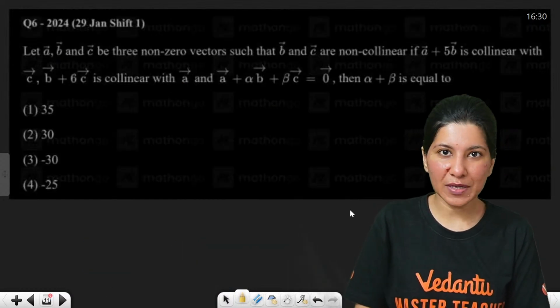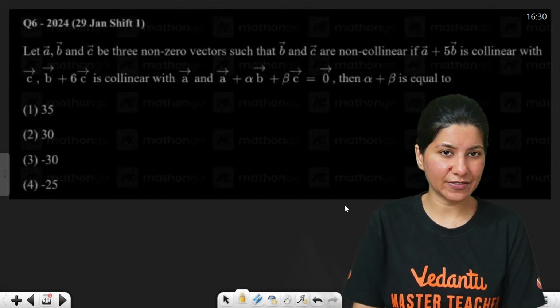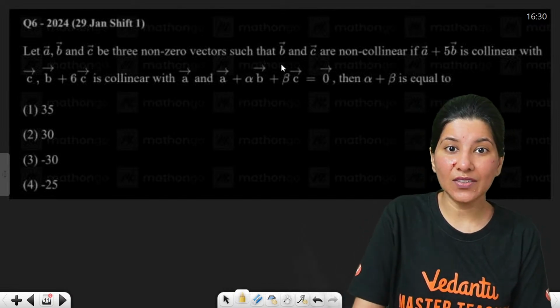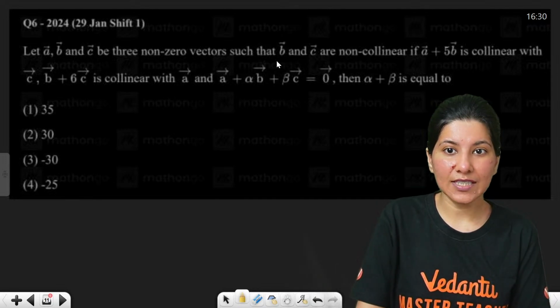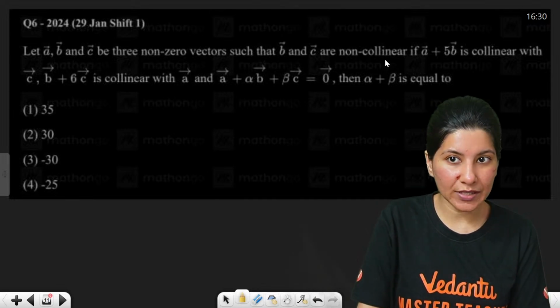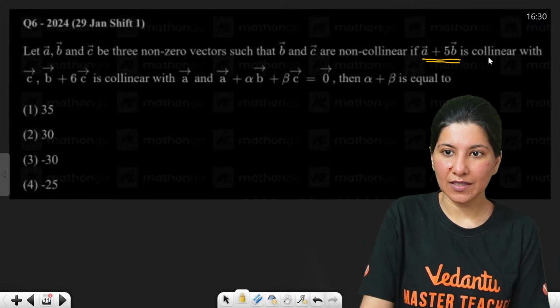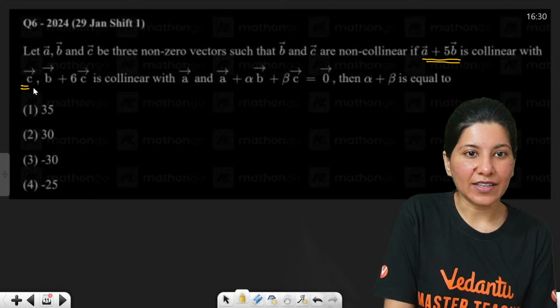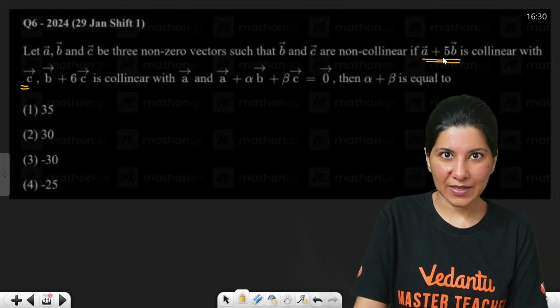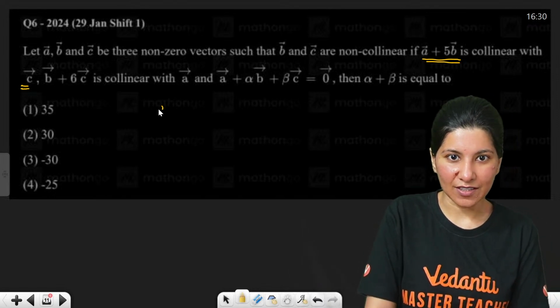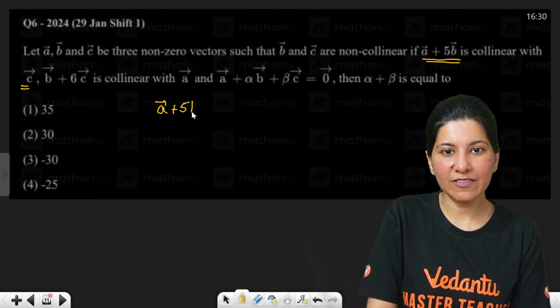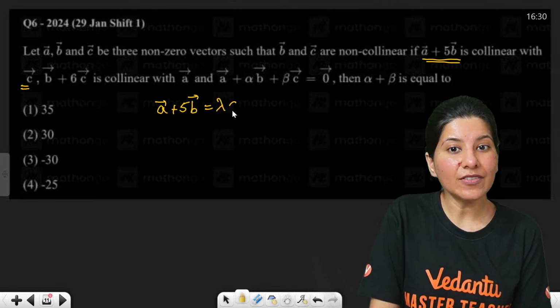Chalo, one more question. Are we ready for one more question? This is also not a very difficult question. A, B, C are 3 non-zero vectors such that B and C are non-collinear, and they are giving A plus 5B is collinear with C vector. So A plus 5B is collinear with C vector.